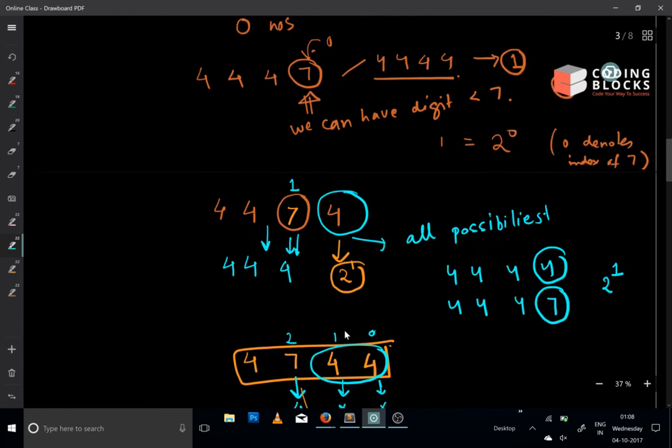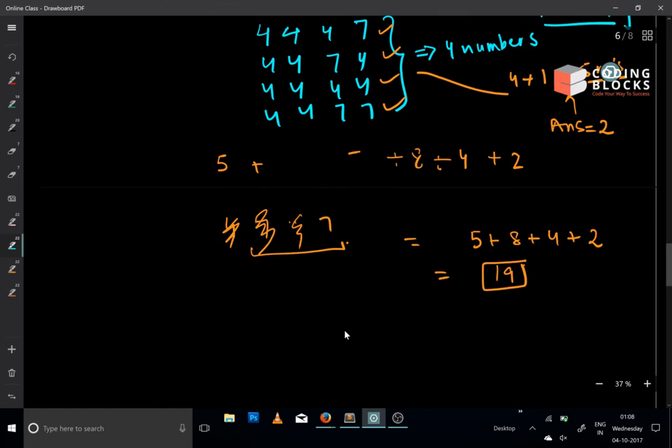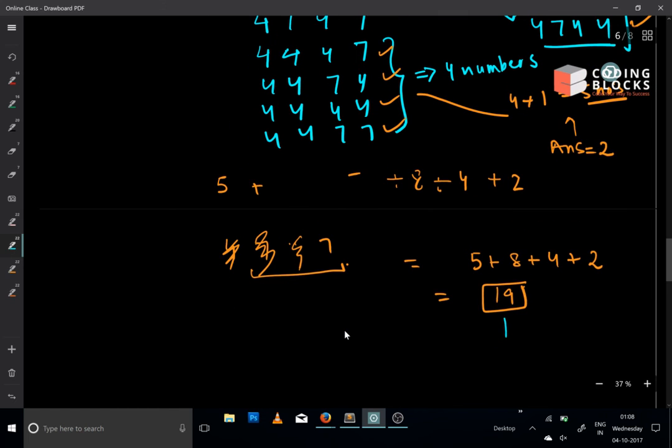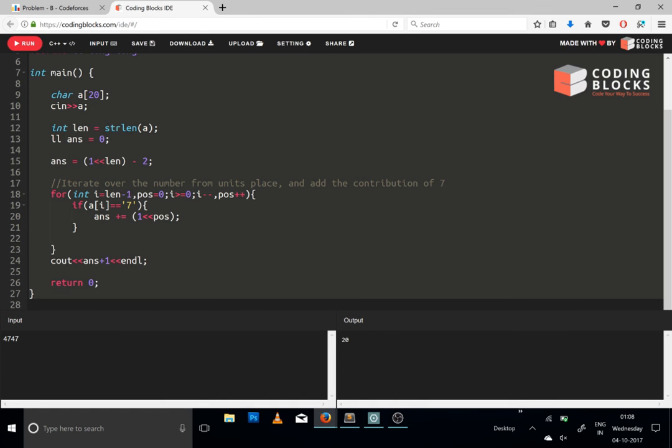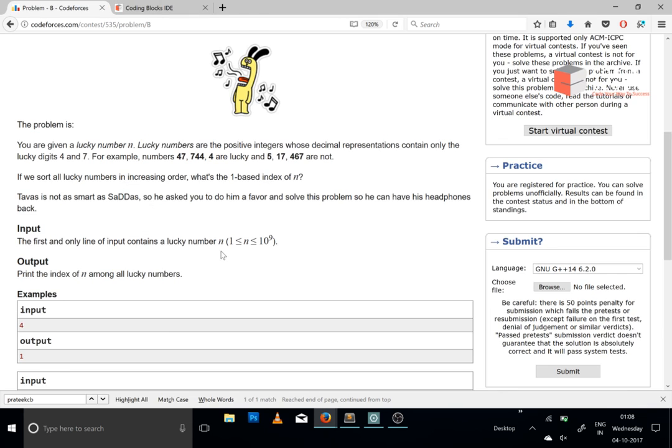All right, so here we have figured out there are 19 numbers which are less than the current number, so the position of the current number is 20, right? So let's also submit it over Codeforces.